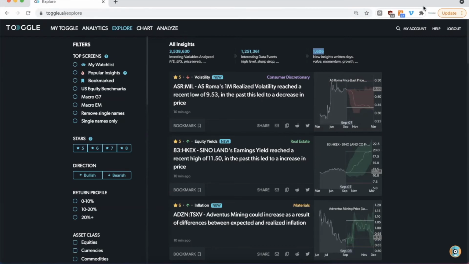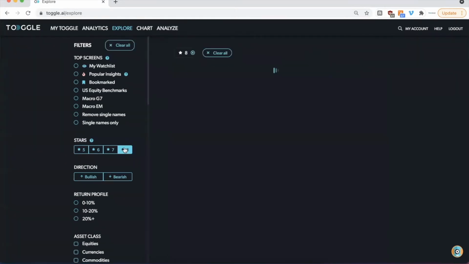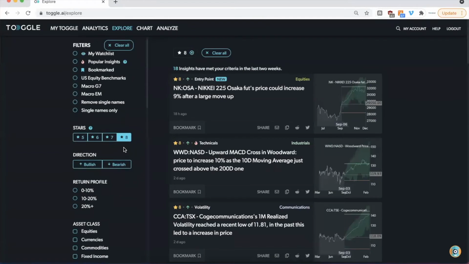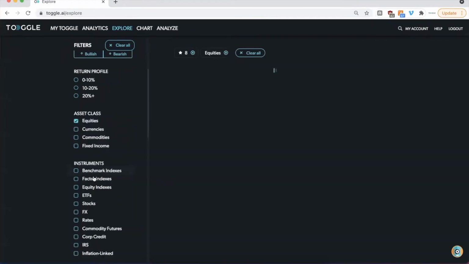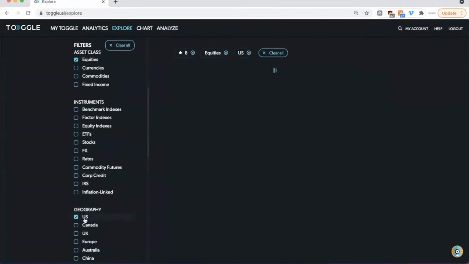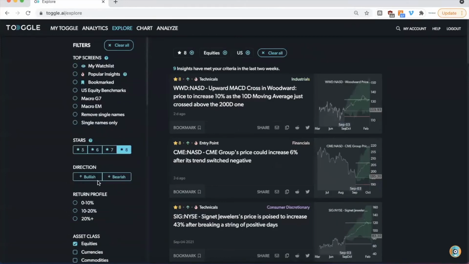Thanks, Jan. So just to wrap things up, let's study an insight, what an insight is, and how you read it as a user. I'm going to use the filters to choose an insight. I want to look at an 8-star insight, the best insights we have to offer. I want an equity, specifically a US equity. So the system pulls together insights from the last 2 weeks that meet these 3 criteria. And let's pick this first one.